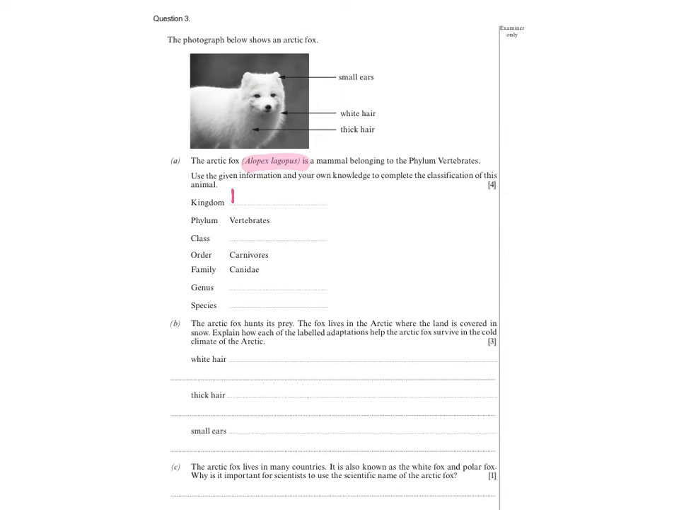So kingdom, we know he belongs to the animal kingdom. From that we know he's a vertebrate. Then we have to work out what class he is in. If you know, there are 5 classes of vertebrates. We have mammals, amphibians, birds, reptiles and fish. And in the question, it tells you that he is a mammal. Okay, so he's under the class mammal. And then we have the genus and the species, which we know is his scientific name, which we've got in brackets, Alopex lagopus. So the genus is Alopex, and then our species is lagopus, okay?